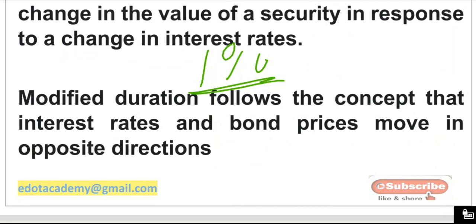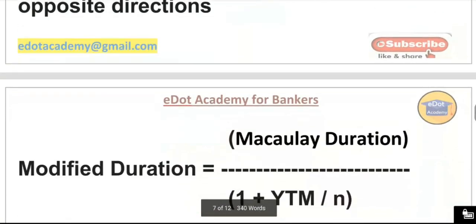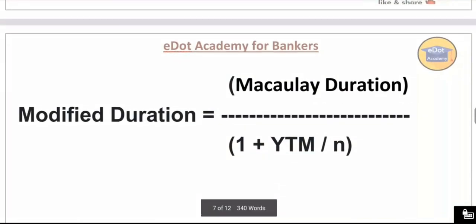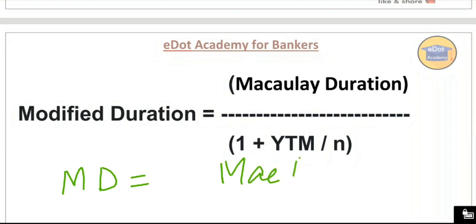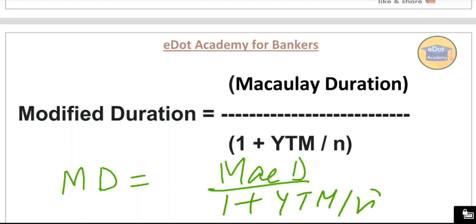Now, what is the formula to calculate the modified duration? Here is the formula given. Modified duration is nothing but Macaulay duration divided by 1 plus YTM divided by N. N is nothing but the frequency, that means how often the YTM is being paid. In case of yearly payment, N will be equal to 1. So not to worry.